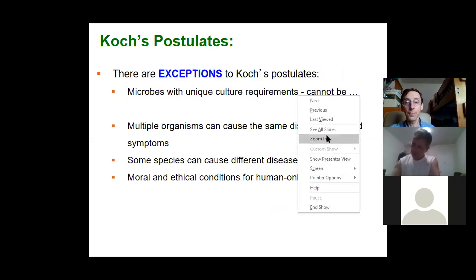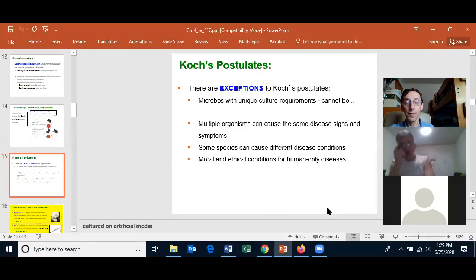What do you do if you can't grow up the culture in the lab? Obviously, we can't use Koch's postulates then, because the organism won't grow up in the lab. We just don't know how to grow it. And there are some examples of that, like Bartonella henselae, the organism that causes cat scratch fever. We just can't grow it up in the lab.